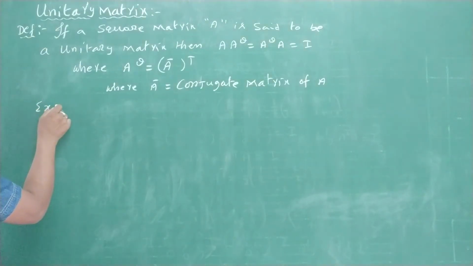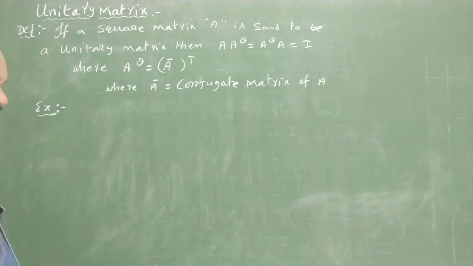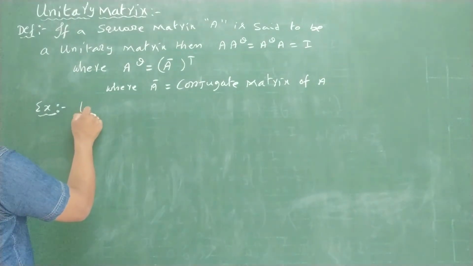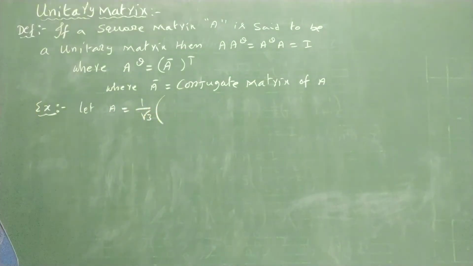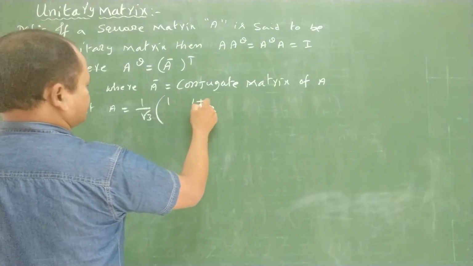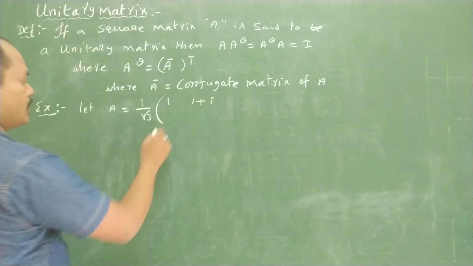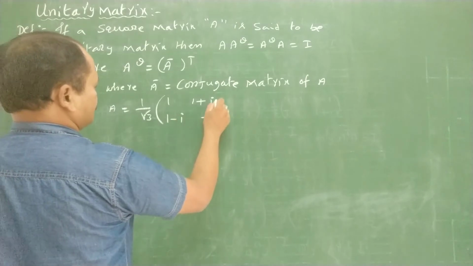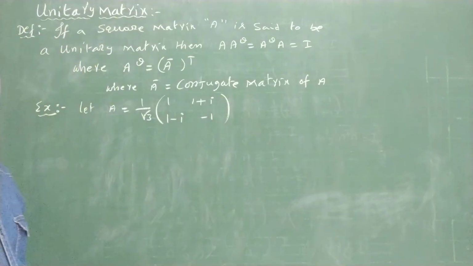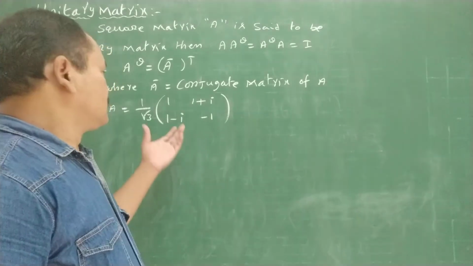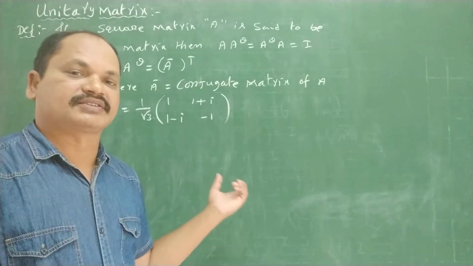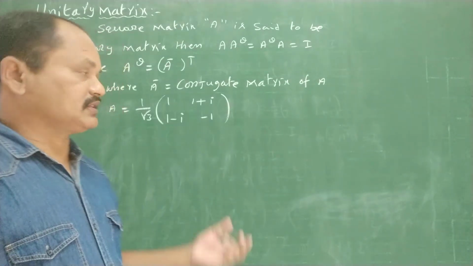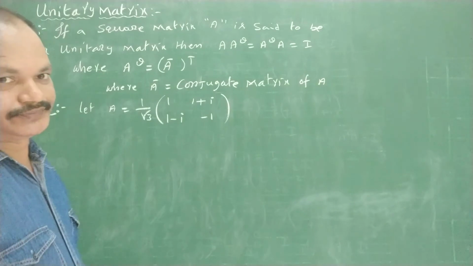Example. Let A is equal to 1 by root 3 into the matrix with first row 1, 1 plus i and second row 1 minus i, minus 1. So, this is a square matrix of order 2. Okay?